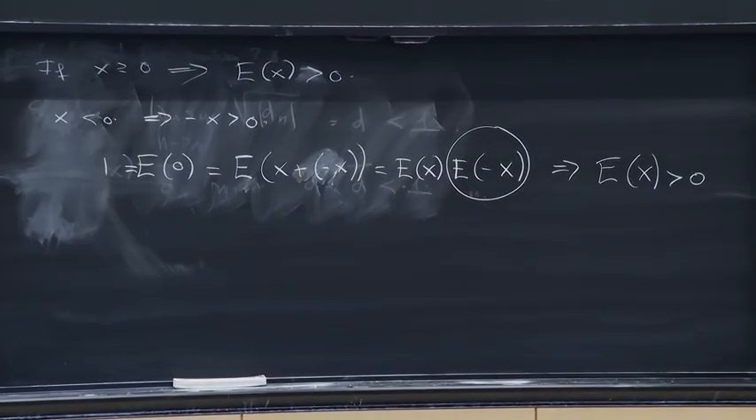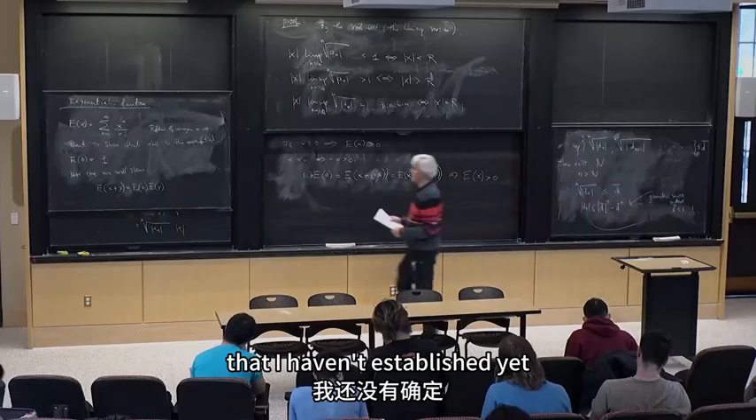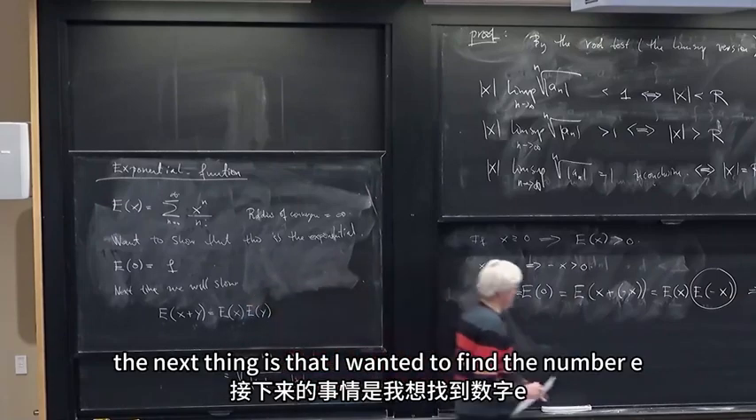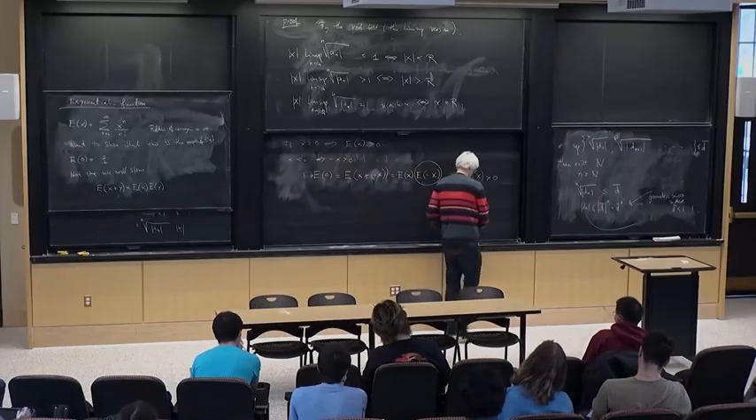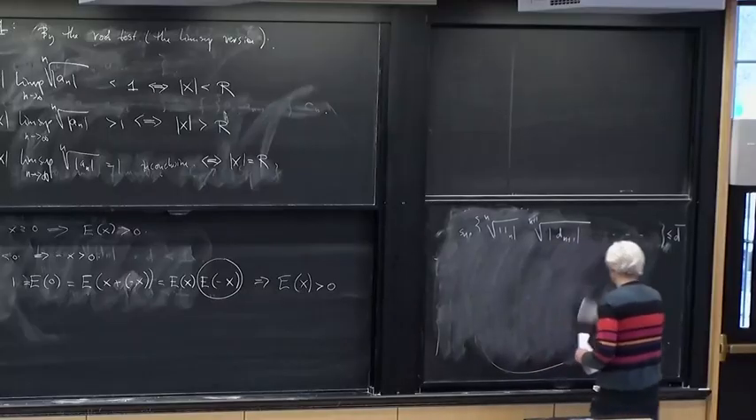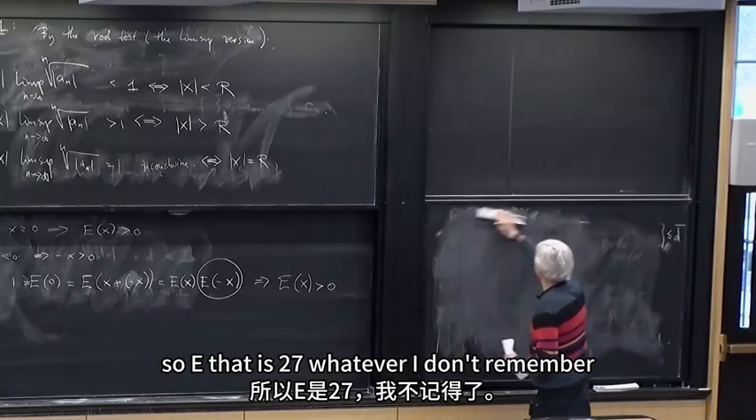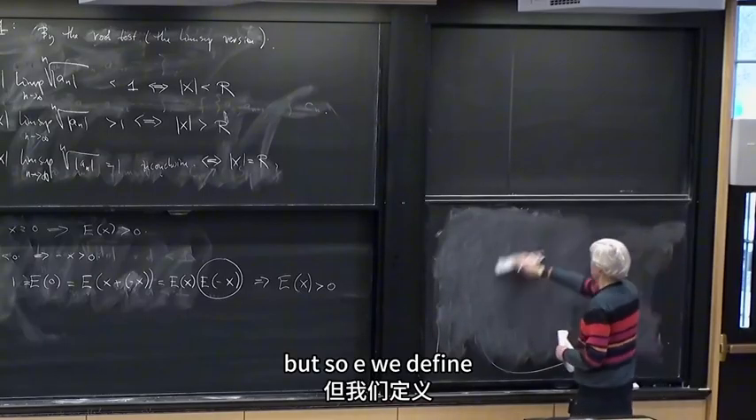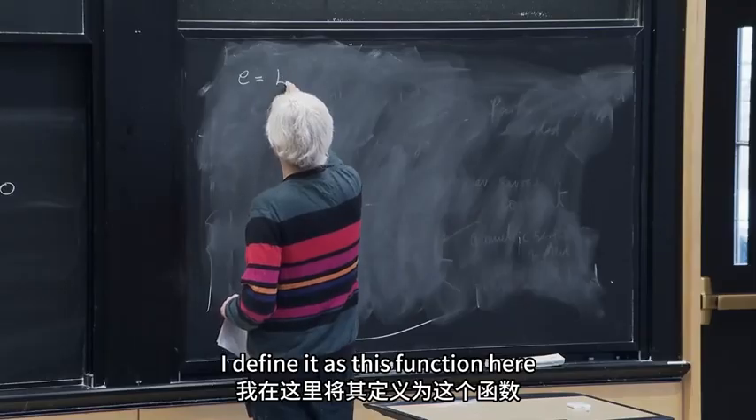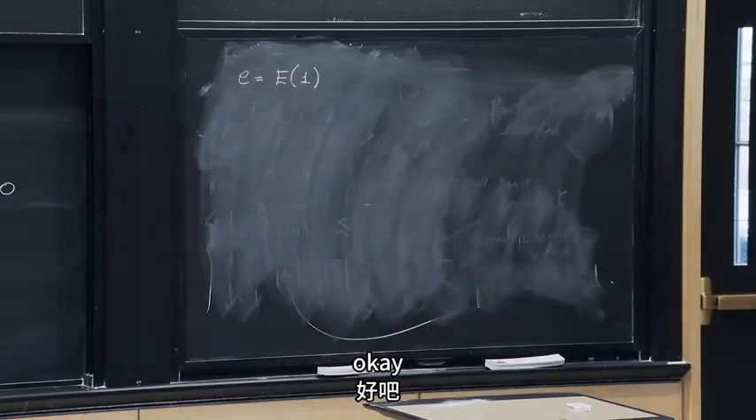Okay. So this is just a couple of observations. Now, of course, I'm using that relationship that I haven't established yet, but I will establish that next time. The next thing is that I want to define the number e. So e, that is 2.7 whatever, I don't remember. But so e, little e, I define it as this function here evaluated in 1, okay?